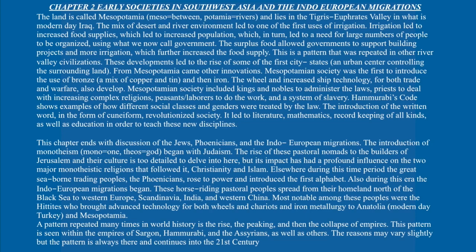Hammurabi's code shows examples of how different social classes and genders were treated by the law. The introduction of the written word, in the form of cuneiform, revolutionized society. It led to literature, mathematics, record-keeping of all kinds, as well as education in order to teach these new disciplines. This chapter ends with a discussion of the Jews, Phoenicians, and Indo-European migrations.